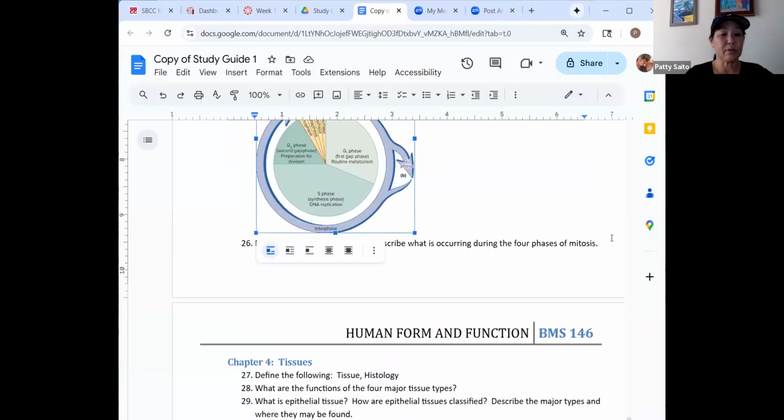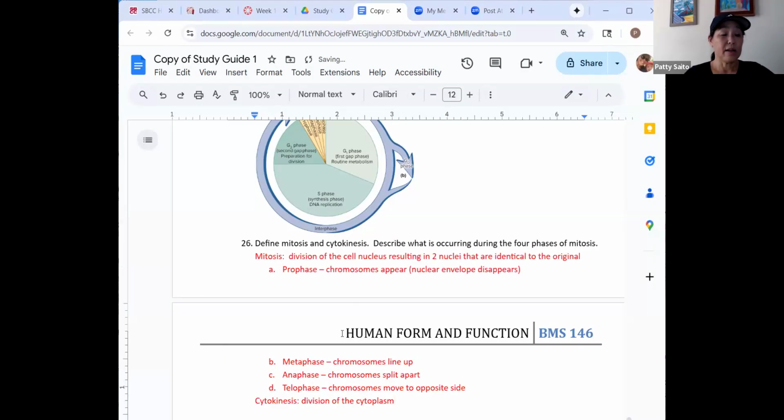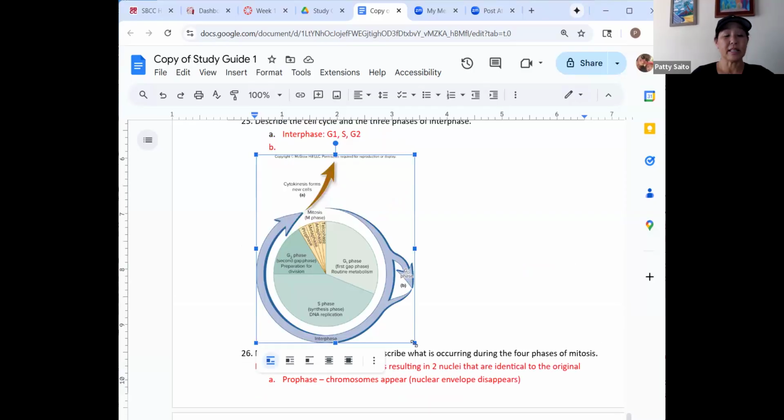Actually, let's go to the end. We're going to answer these last questions. Mitosis, cytokinesis, and what is happening in each one of those phases. So I'm going to put that in here as I've defined it already. Mitosis is division of the cell nucleus, resulting in two nuclei identical to the original. Cytokinesis is division of cytoplasm. These are the 4 phases of mitosis.